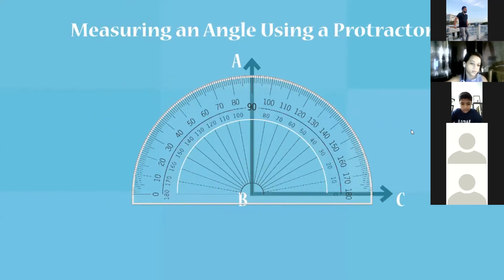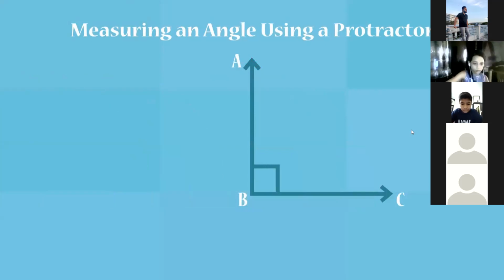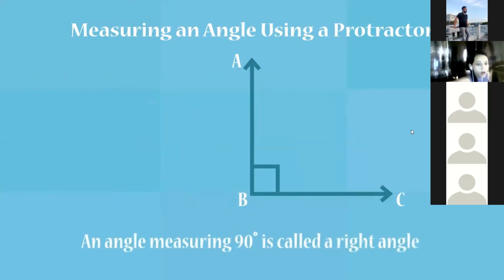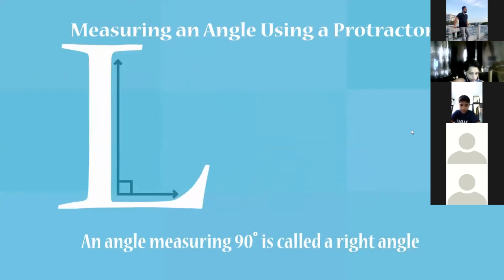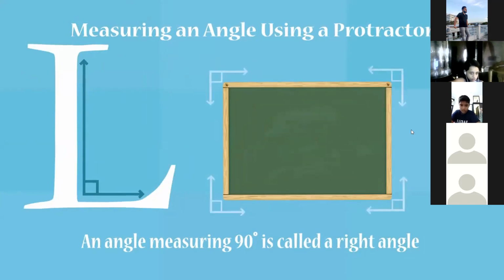Step 3. Read the measurement on the scale, where the other arm of the angle and the scale meet. The scale and the arm meet at 90 degrees. Thus, the angle measures 90 degrees. An angle measuring 90 degrees is called a right angle. The capital letter L in the alphabet is one example of a right angle. The corners of your school blackboard also make a right angle.